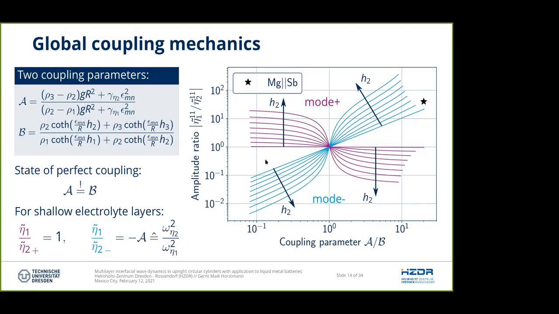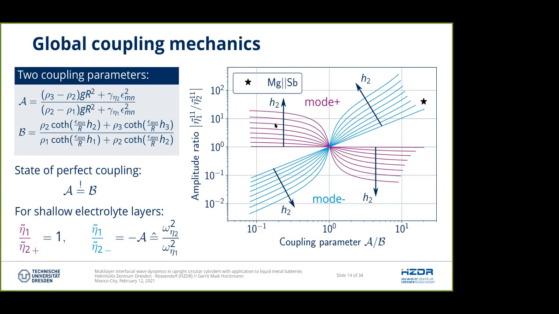And all these results are reflected by this butterfly plot, where I now show again the amplitude ratio over the coupling parameters A over B. And you can see, as I state, that for A equal to B, which is here, everything is perfectly coupled, while the minus mode decouples in both directions, while for small electrolyte layer heights, the plus mode is always perfectly coupled.